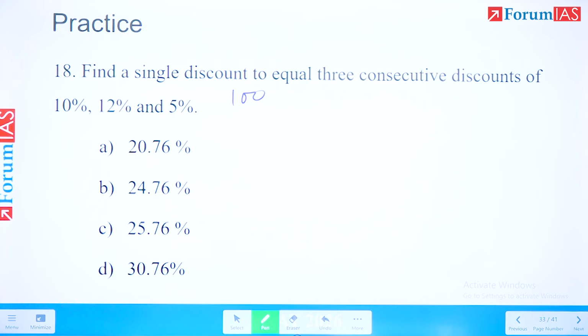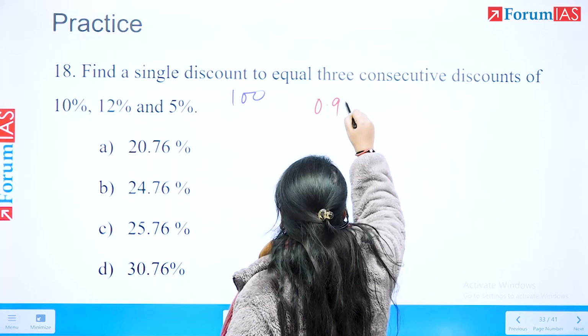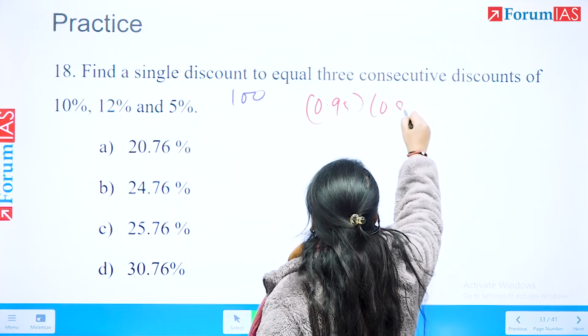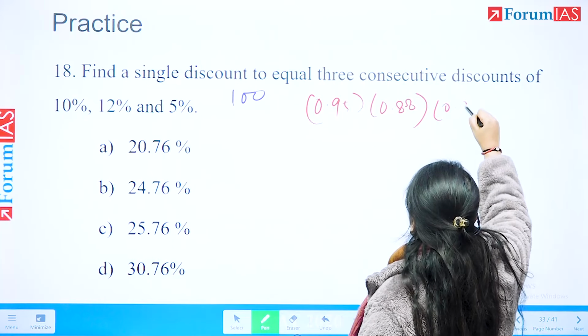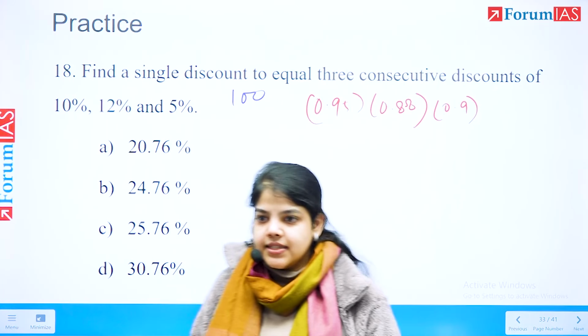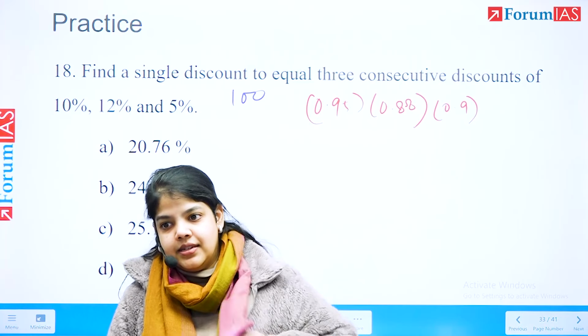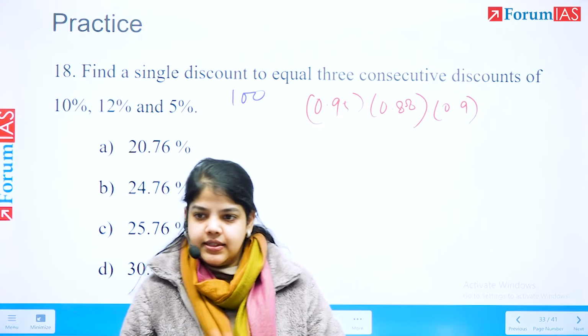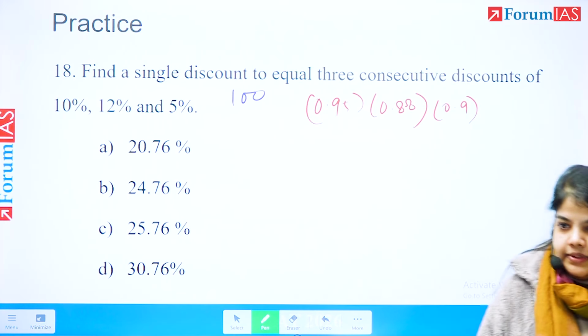There are two ways of solving this. Everybody solved it? तुम्हारा क्या है? ठीक है. 0.95, 0.88, 0.9 मल्टीप्लाई कर दिया. जो आंसर आया वो आंसर है. 100 से सब्ट्रैक्ट कर दिया. यस, यही करना है.